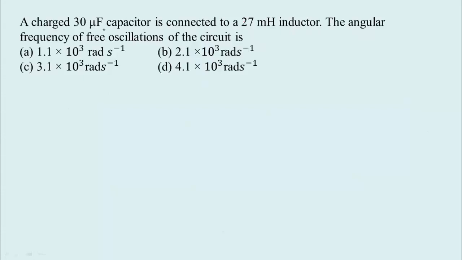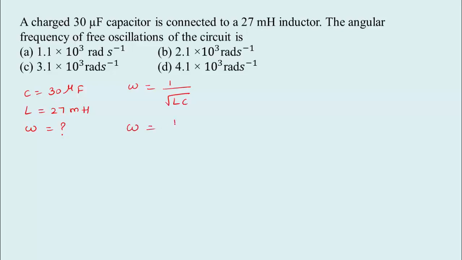A charged 30 microfarad capacitor is connected to a 27 millihenry inductor. The angular frequency of free oscillations of the circuit is... See here, a charged capacitor value C equal to 30 microfarad is connected to an inductor having value 27 millihenry. So the angular frequency of free oscillation, that is omega, we have to calculate. Directly we have the equation, omega equal to 1 divided by root of LC.